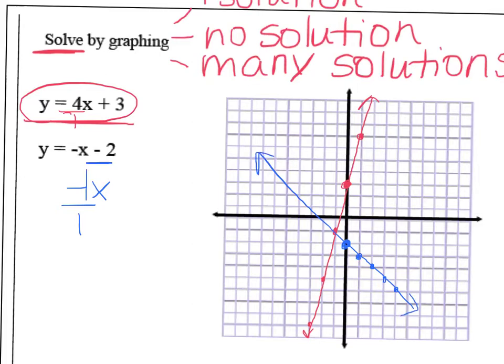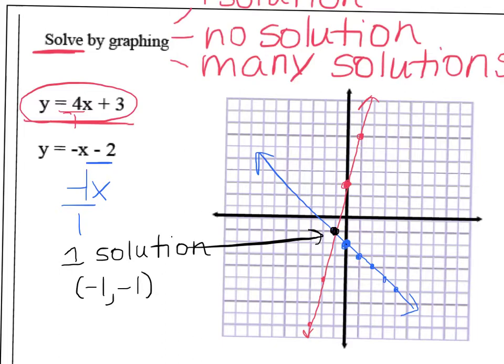Now they should intersect at a perfect coordinate point. And so if you look here, I'm going to highlight it in black. Right here is the point of intersection. So they cross at one point, so there's one solution. And it's at negative 1, negative 1.